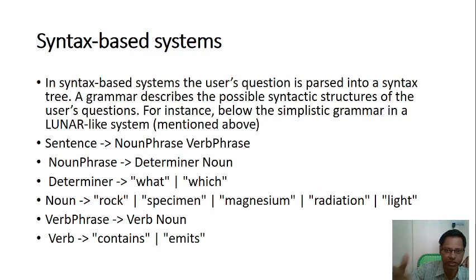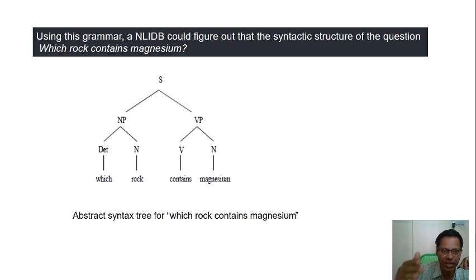This is about the syntax, and we can see the syntax tree here. The sentence S is divided into a noun phrase and a verb phrase, and the noun phrase is again divided into a determiner and a noun, which are which and rock, and the verb phrase is divided into a verb and a noun, that is contains magnesium. This is how a sentence is divided into the syntax tree. This is the abstract syntax tree for the question which rocks contain magnesium.